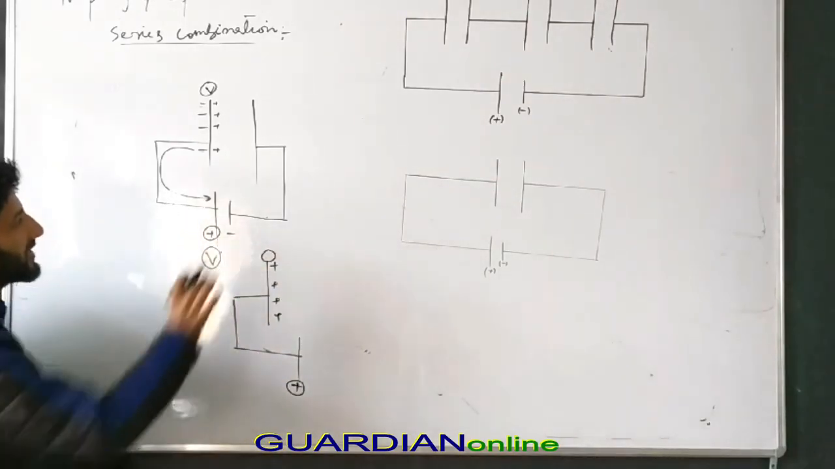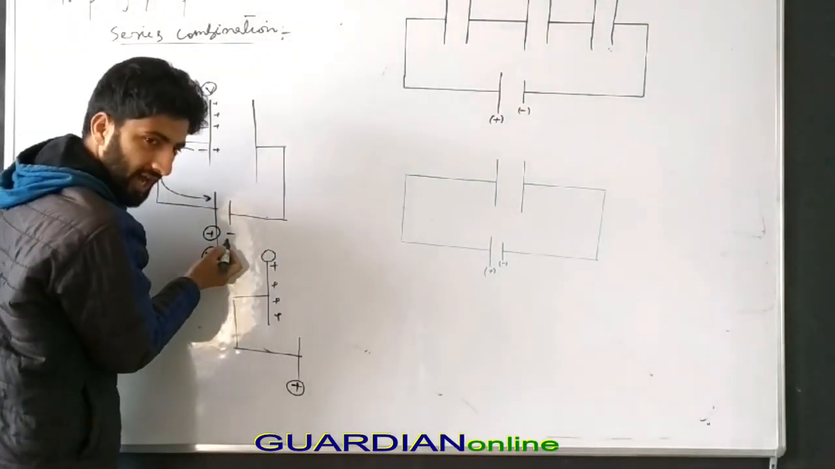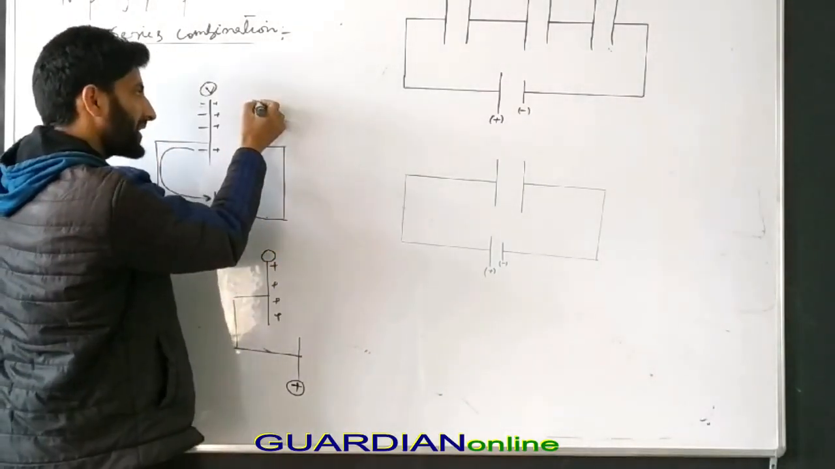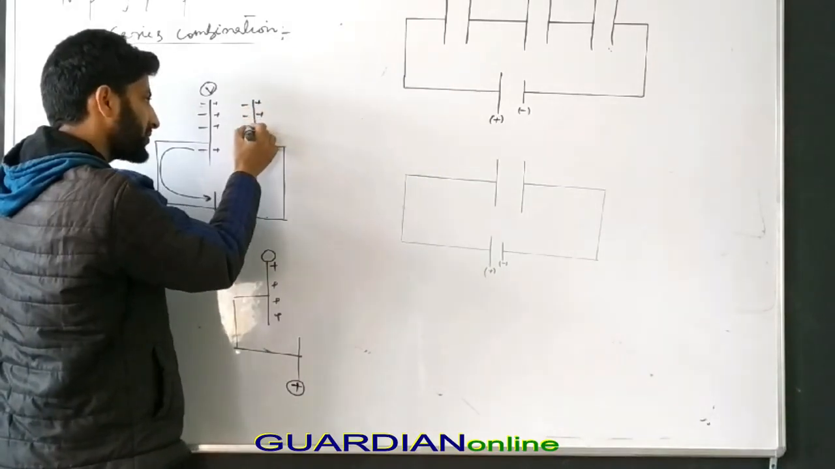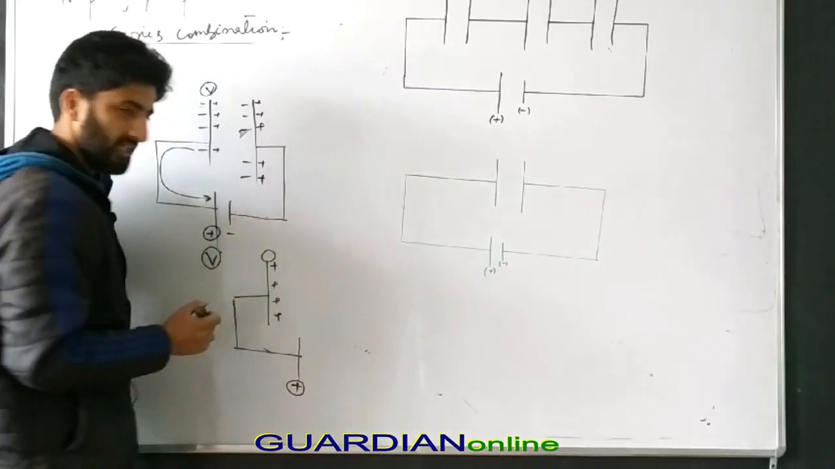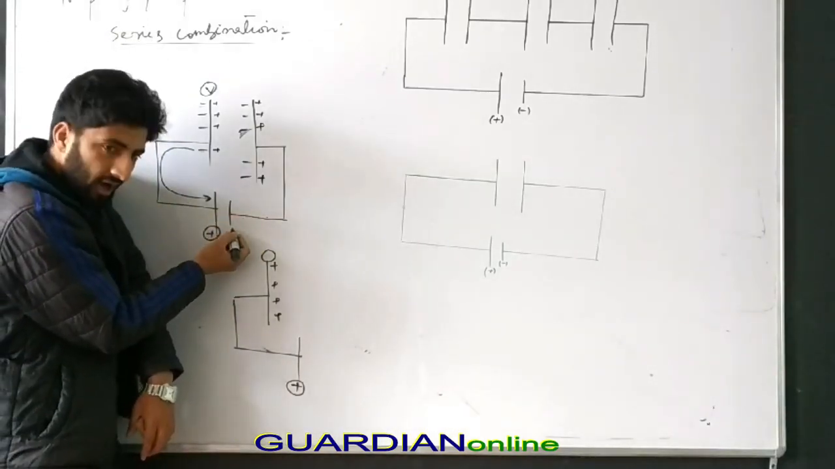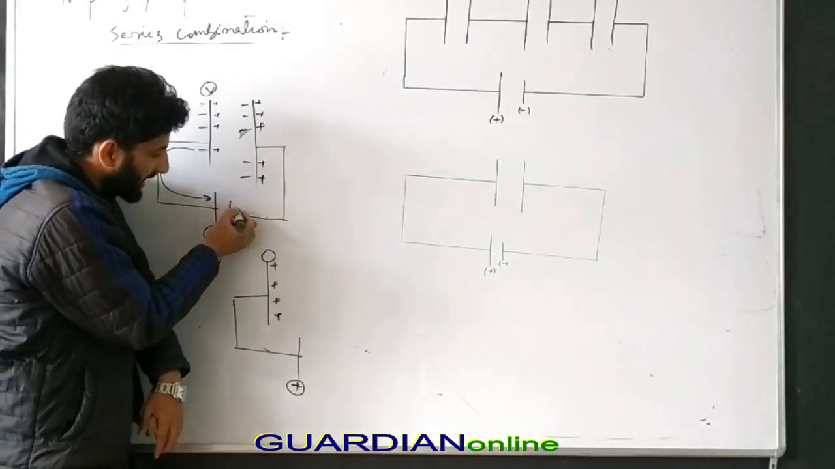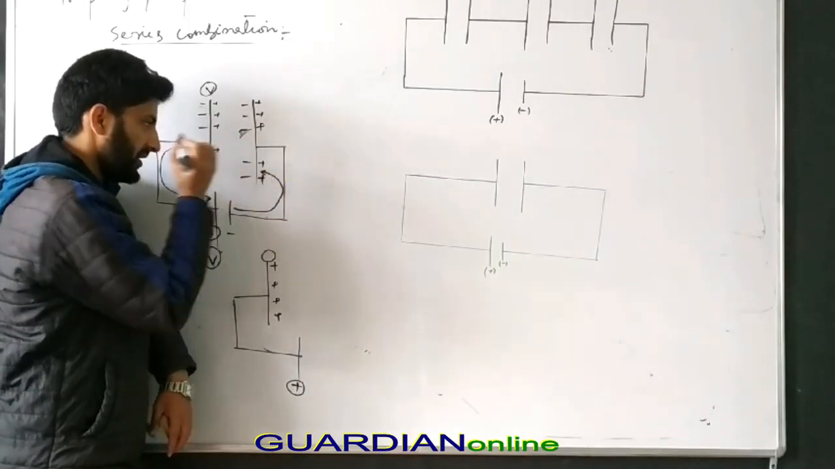Now the same happens here. Since the plate was neutral and we have a separation of charge, negative and positive, electrons will be pulled from here and will go to the other plate.